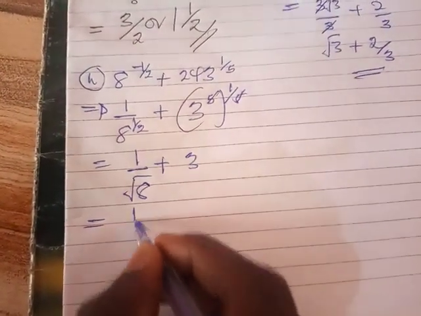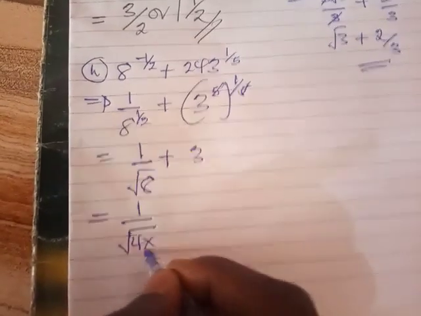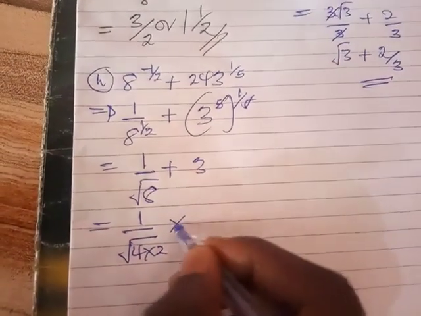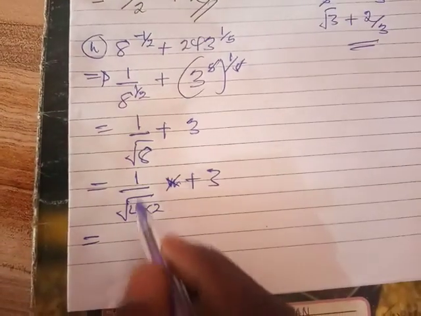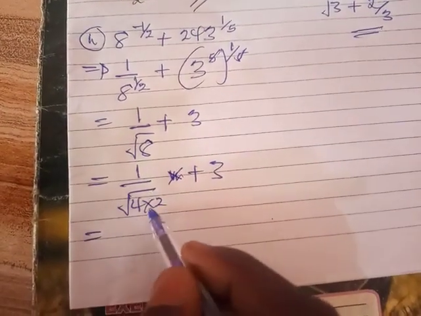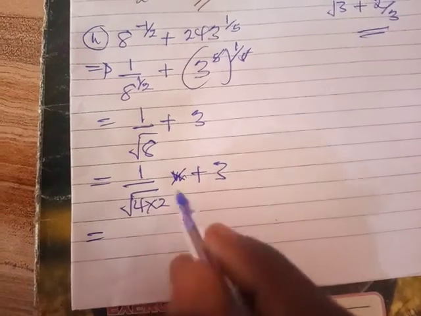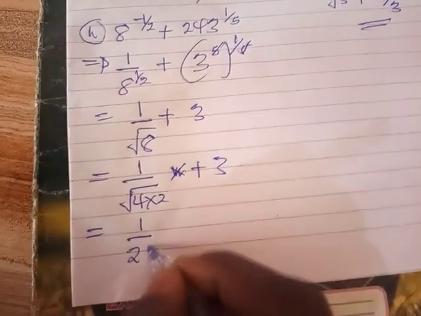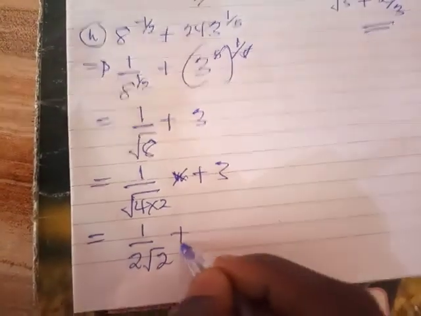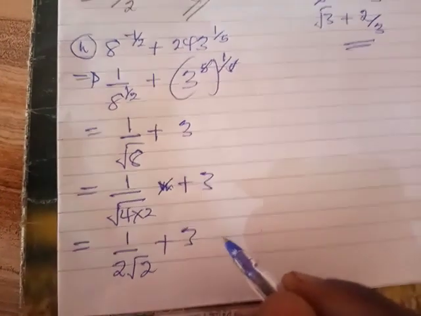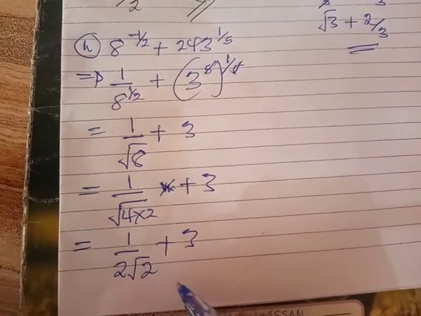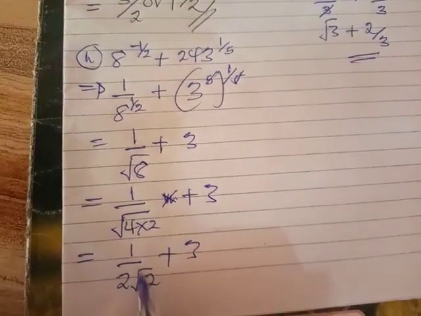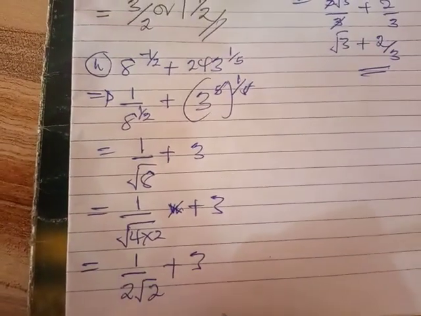Now, root of 8 is the same as root of 4 times 2, plus 3. And we have 1 over root of 4 times 2. So root of 4 times 2 is the same as 2 root 2, giving 1 over 2 root 2, plus 3. Again, you can rationalize this.